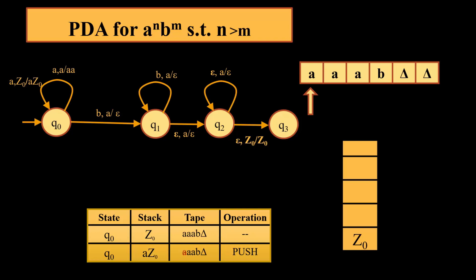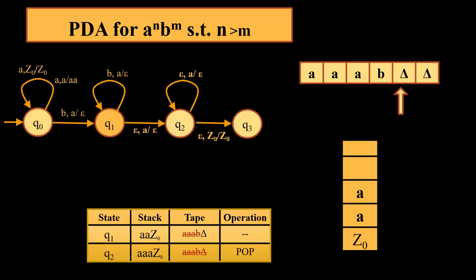Now this is the trace for A3, B1. We start with the first A, we push it on the stack. Next A, we again push on the stack, and all three A which we come across on the tape are pushed on the stack. First B, it is popped.